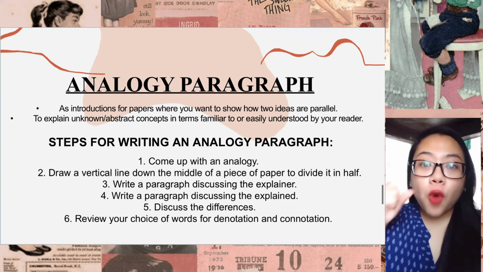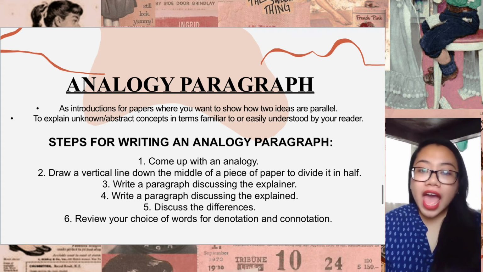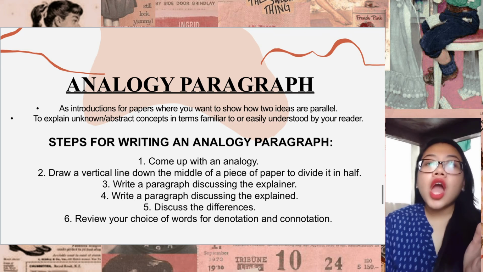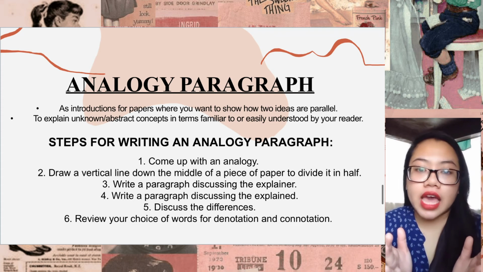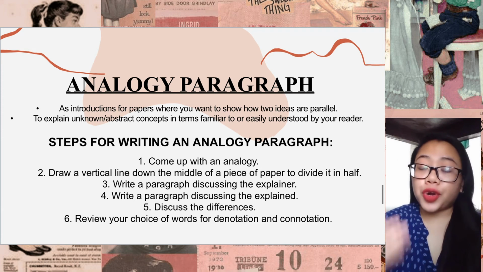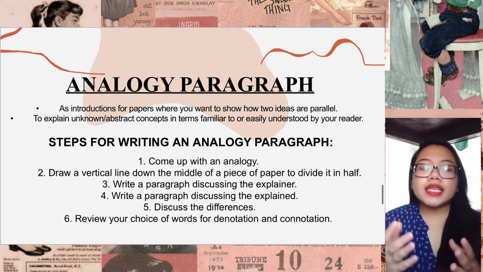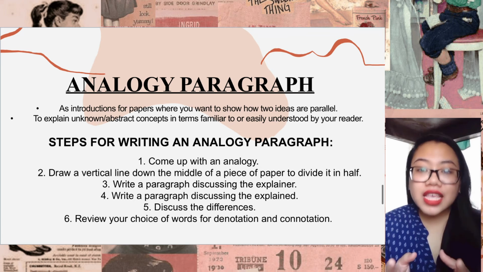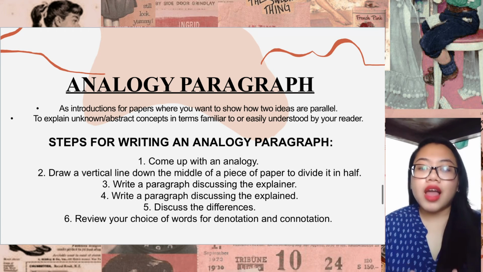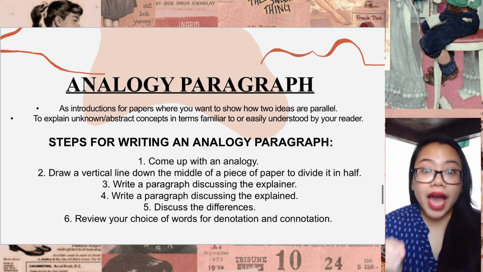Step number 1. Come up with an analogy. One half of the analogy is the subject of explanation, while the other half is the explainer. For example, if you said growing up is like learning to ride a bike, you would be explaining something complex and subtle, growing up, in terms of something simple that your audience will be familiar with, riding a bike.